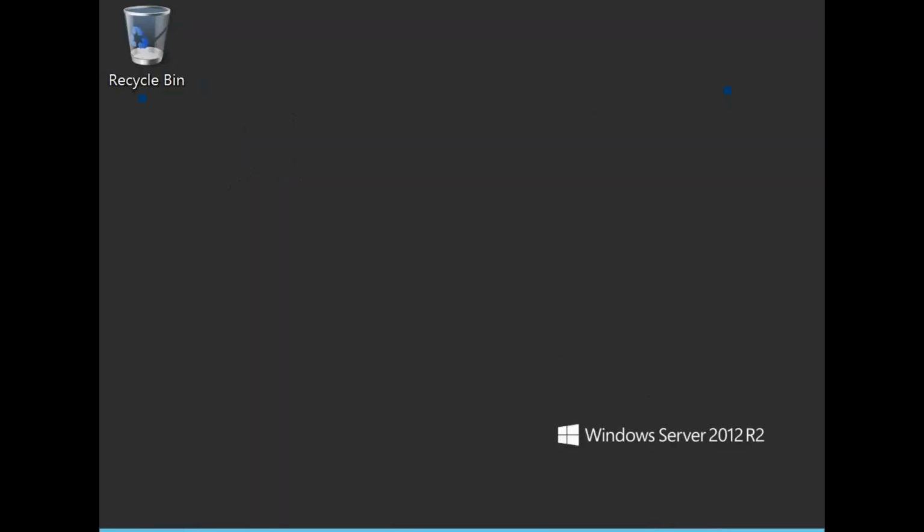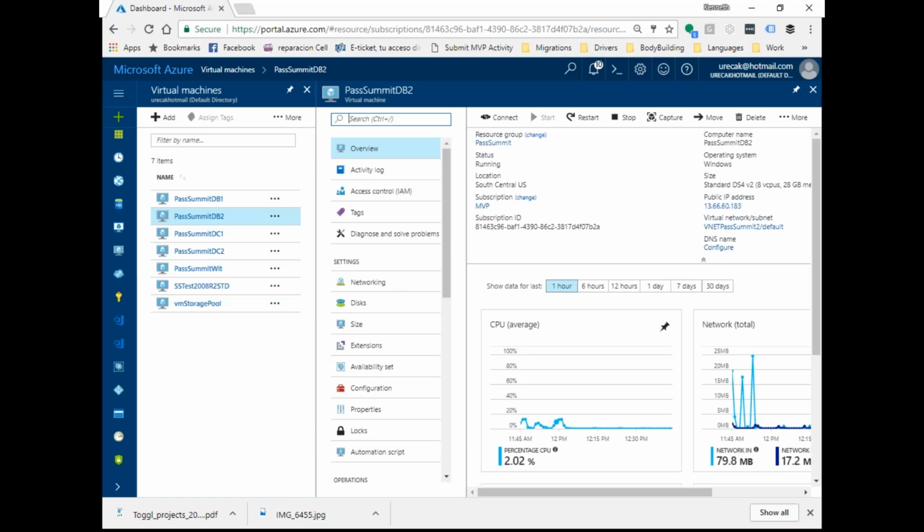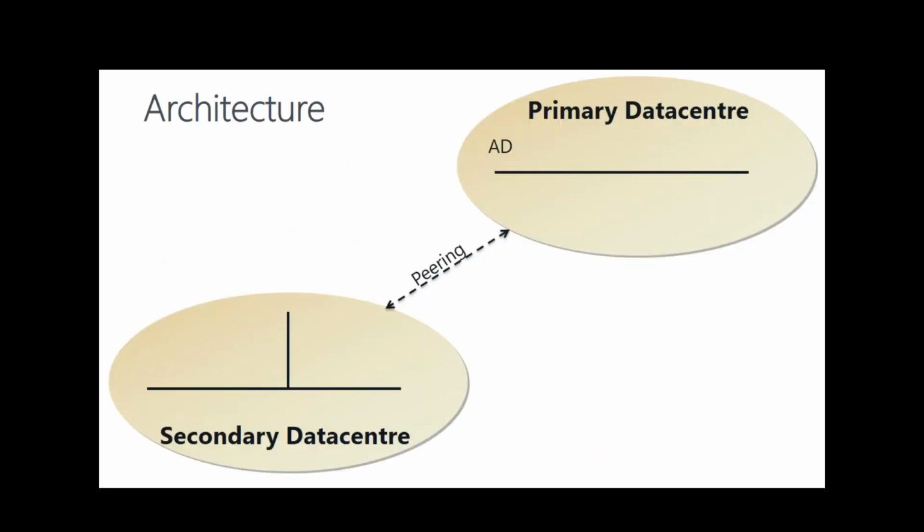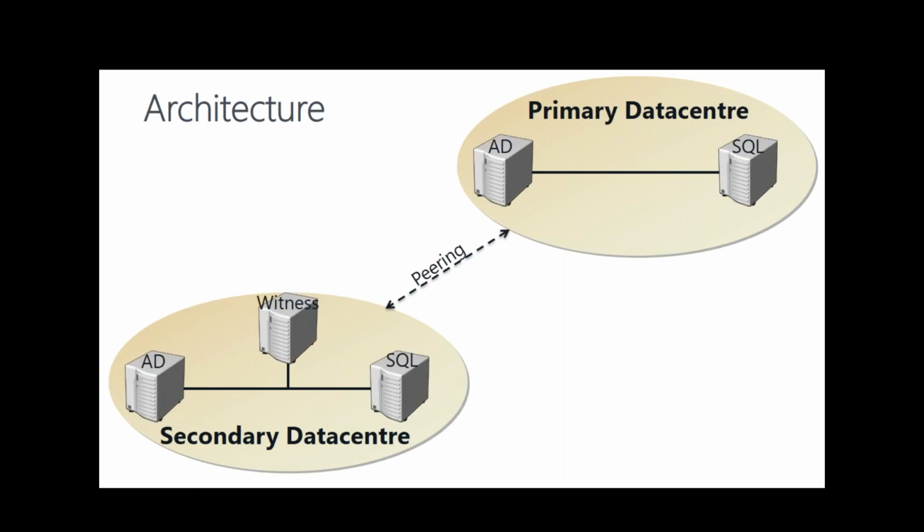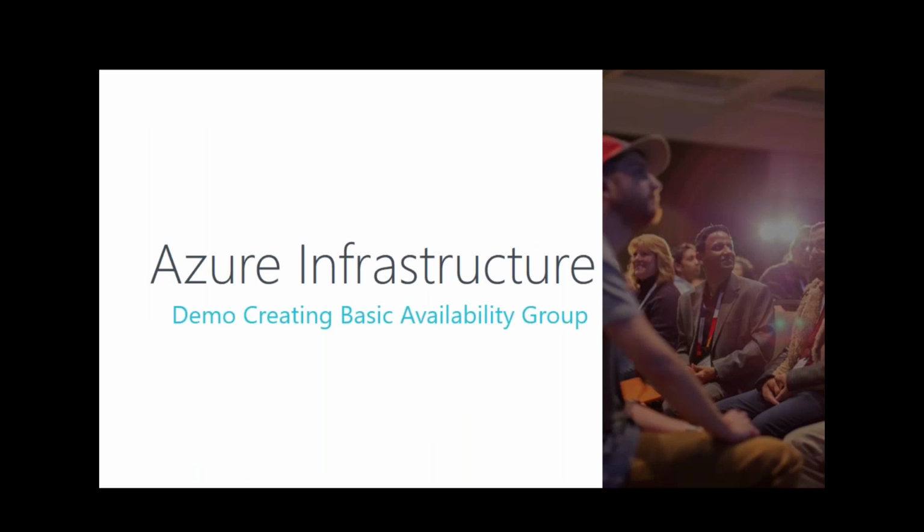But before I jump into it, let's get back to the slideshow and think about what we have accomplished. Before, what we had was just two VNets working in different data centers. After we complete the creation of the VMs and the configuration of the network security groups, the firewalls, what we end up having is the different Active Directory, Windows and SQL Server machines. Our next step is creating the basic availability group.